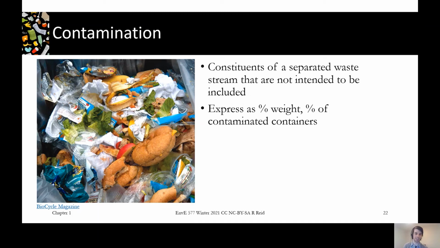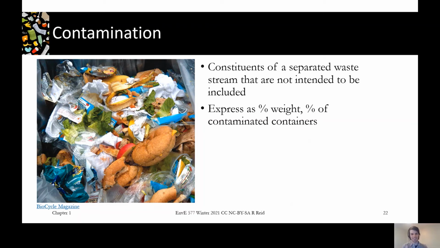Contamination is something I just mentioned. So contamination is when we have our source separated streams, which we want one type of waste in, and they get other types of waste in them that we don't necessarily want. So the whole point of source separation is to appropriately deal with a certain stream of waste. And when we have contamination, then it makes it harder for us to do that.